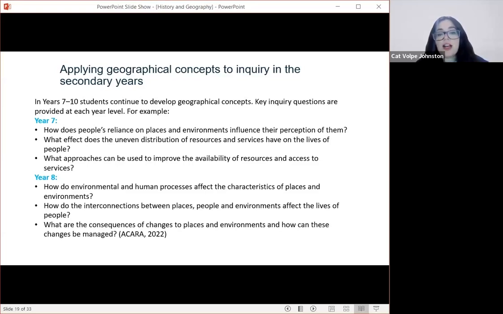What effect does the uneven distribution of resources and services have on the lives of people? What approaches can be used to improve the availability of resources and access to services? In Year 8, we ask questions such as, how do environmental and human processes affect the characteristics of places and environments? How do the interconnections between places, people, and environments affect the lives of people? What are the consequences of changes to places and environments, and how can these changes be managed?